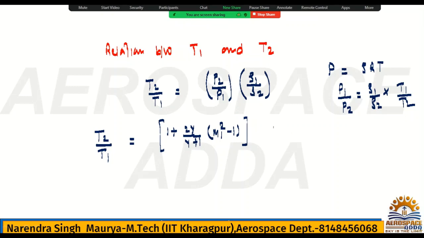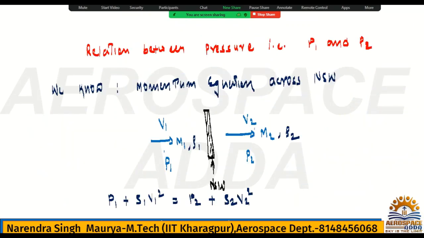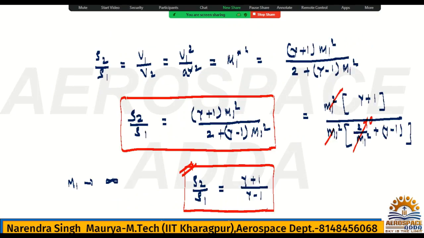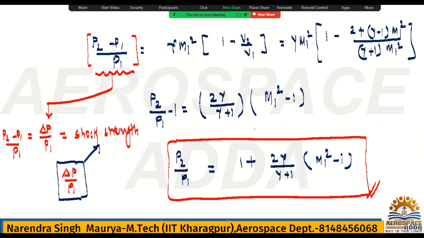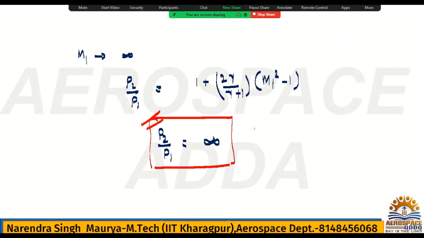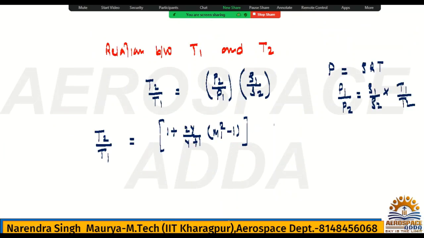So rho 1 by rho 2 is nothing but, you had calculated rho 2 by rho 1, so rho 1 by rho 2 will be what? That value will be used here. Alright. So this is nothing but 2 plus gamma minus 1 M1 square divided by gamma plus 1, square. Not going to solve because this is a very lengthy equation, so you can try by your own if you want.